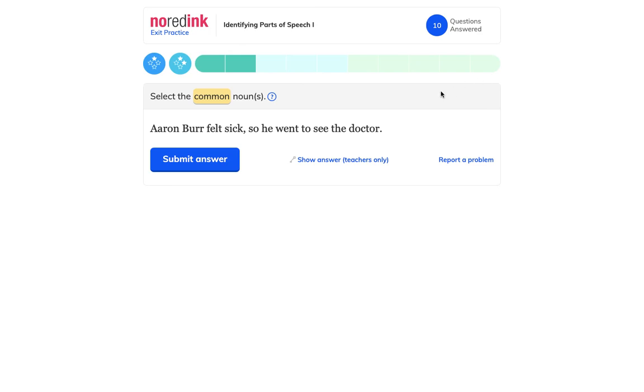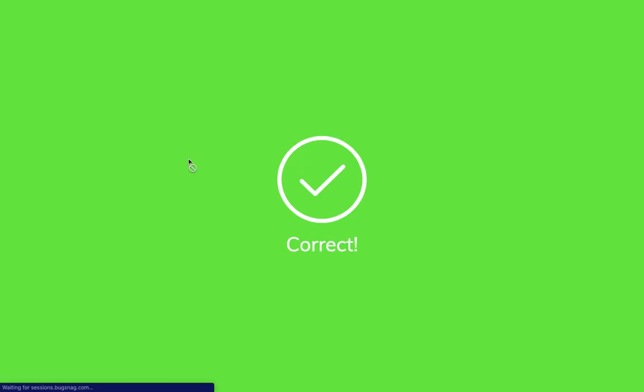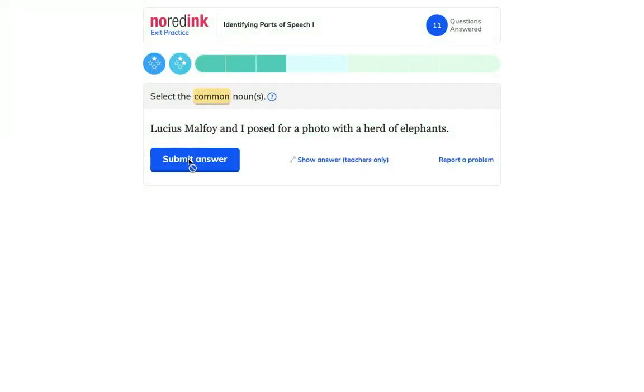Aaron Burr felt sick, so he went to see the doctor. Went to see whom? Doctor. Doctor is a person. Lucius Malfoy and I posed for a photo with a herd of elephants. So photo is a thing, and herd of what? Of elephants. So those are your three common nouns.